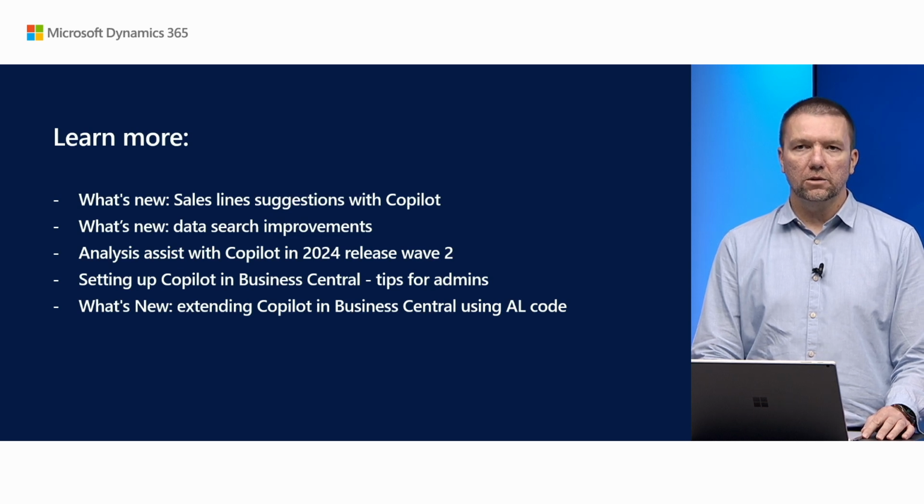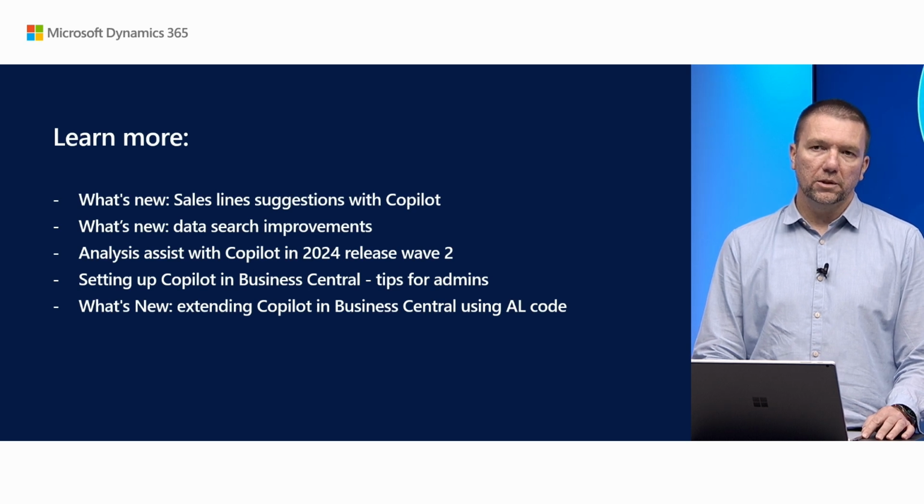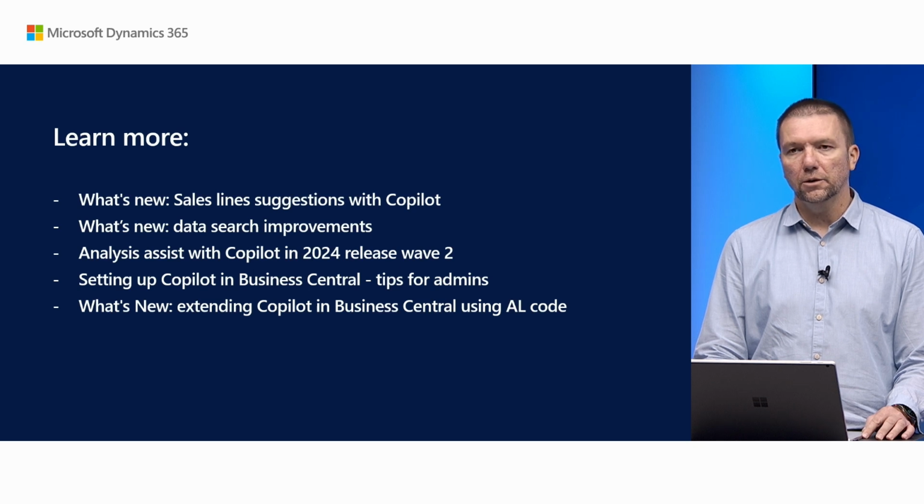So part of my team also developed the other feature called Sales Line Suggestions with Copilot. This functionality was released already in the previous wave, but there are a couple of new exciting things in that functionality. Platform team also delivered data search, which we are using, and that also could be a nice resource for you to learn how we are improving data search across the product. Then Analyst Assist with Copilot, and then for admins, how to set up Copilot in Business Central. And finally, for developers, there is a good resource on how to extend Copilot within Business Central using AL code.